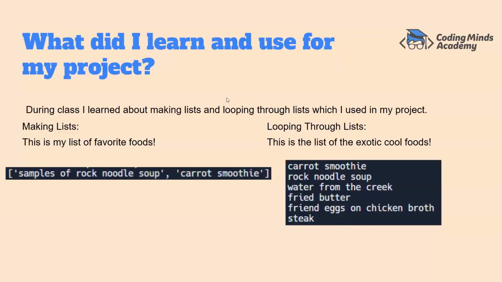What did I learn and use for my project? Well, I learned lists of favorite foods and looping through lists. Two of the examples are samples of rock noodle soup and carrot smoothie.